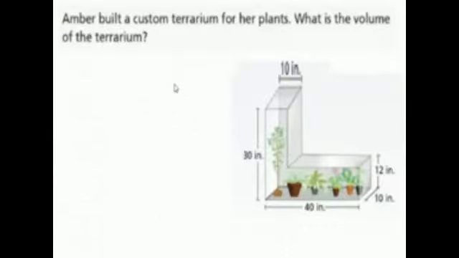Let's do this together. Amber built a custom terrarium for her plant. What is the volume of the terrarium? How can we find the volume of the terrarium? The terrarium can be decomposed into two prisms, the square prism and the rectangular prism. If we decompose in this way, we form two prisms. This is the square prism and this one is the rectangular prism.